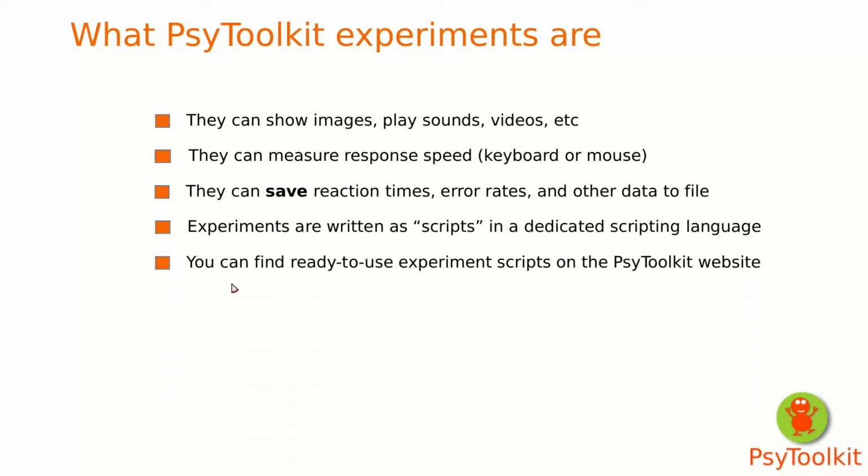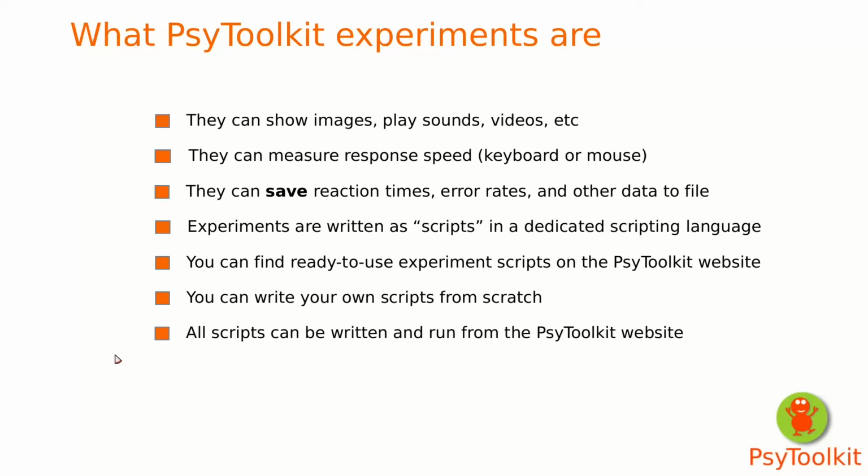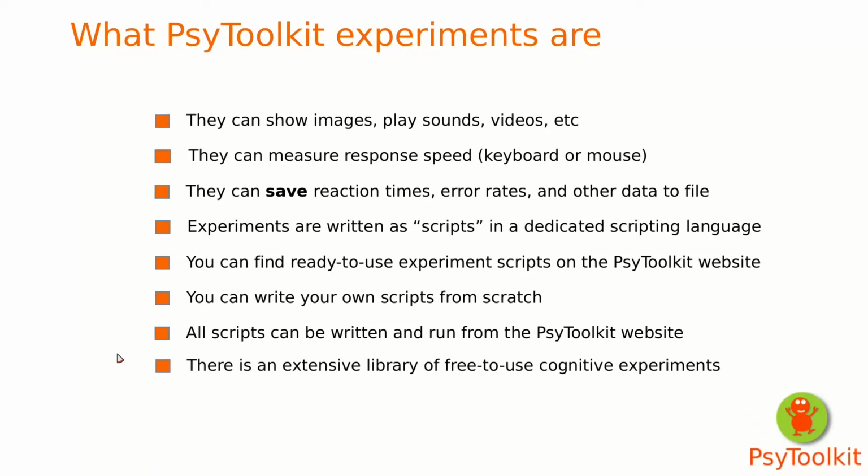You can find ready-to-use experiment scripts on the PsyToolkit website. There are many of them. You can also write your own scripts from scratch, and we're going to do that in this tutorial. And all scripts can be written and run from the PsyToolkit website. So there's also an extensive library of free-to-use cognitive psychological experiments.